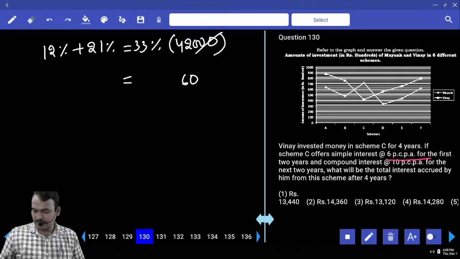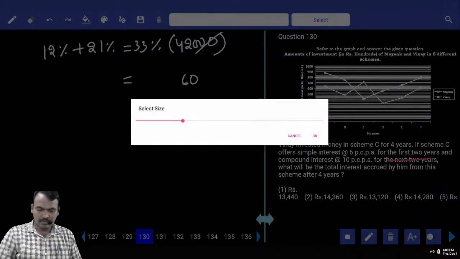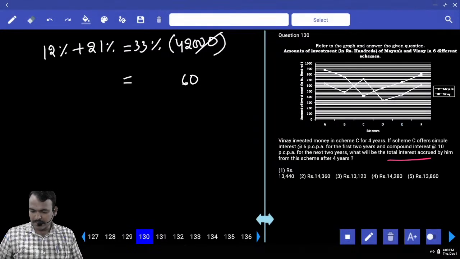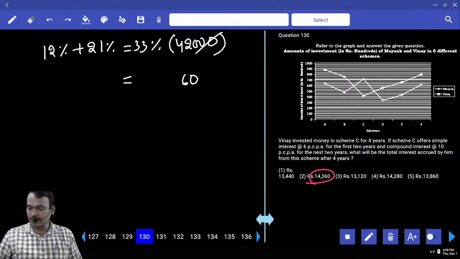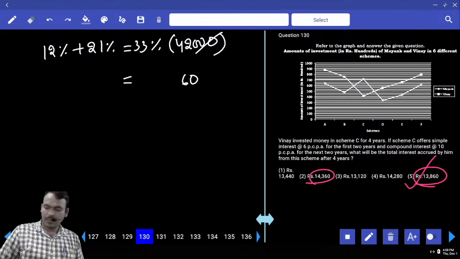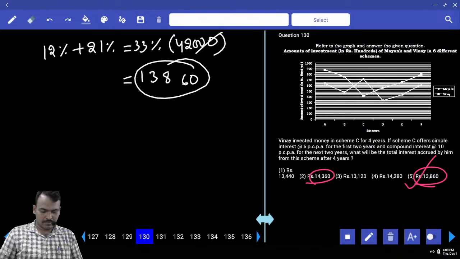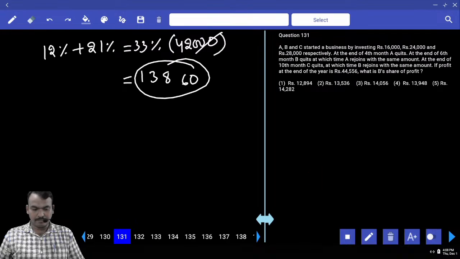How many options? 2 options. Second option and also fifth option or not? But the second option is 11 multiple. No. The fifth option is 11 multiple. Yes or not? Then the answer is the fifth option or not? 13860.